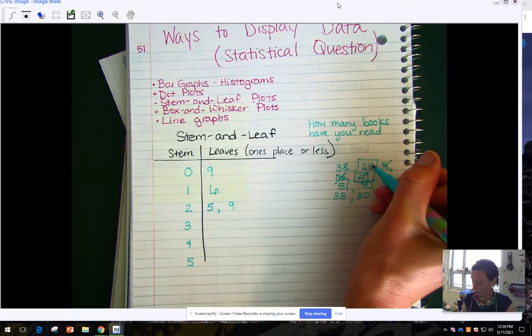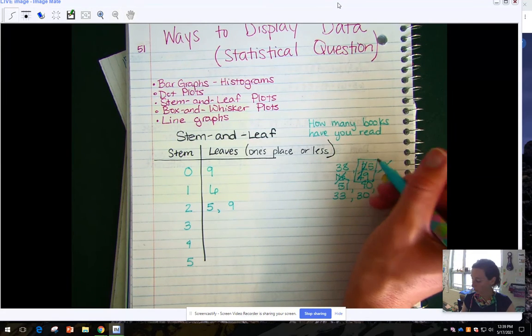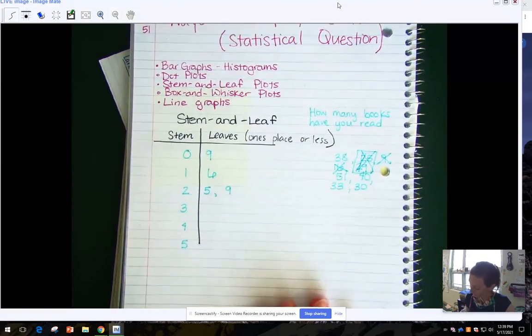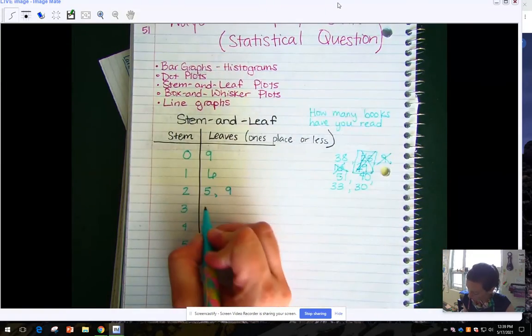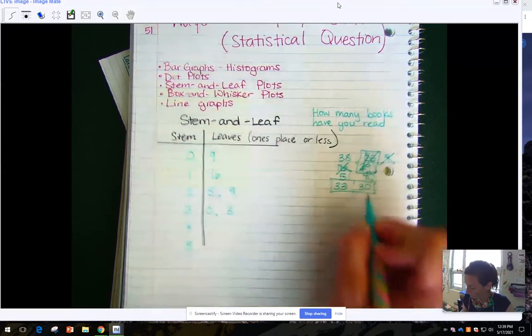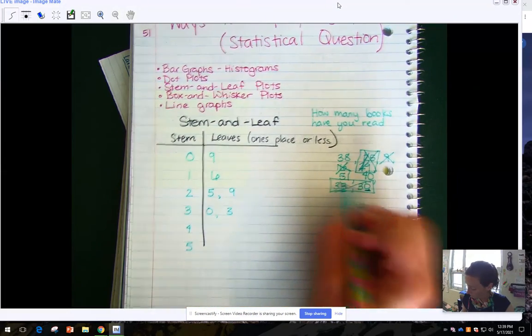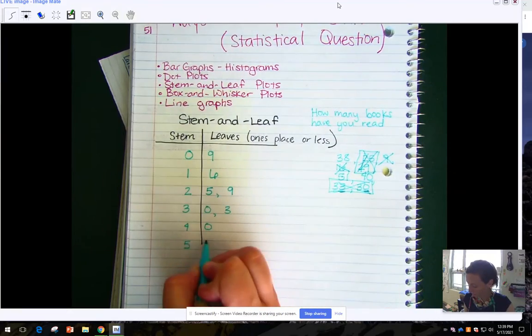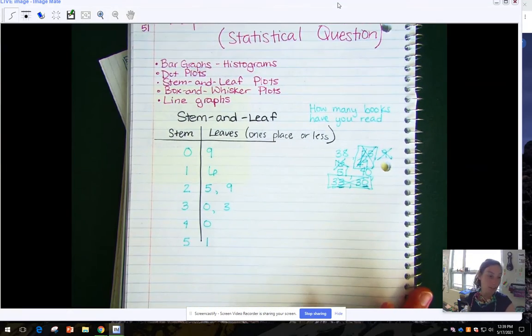Do you see how the stem takes care of the 2? So I'm just writing the leaf, which is the ones place. I have a 30 and a 33, so I write 0 and 3. And then I have a 40 and a 51. That's all there is to a stem and leaf plot.